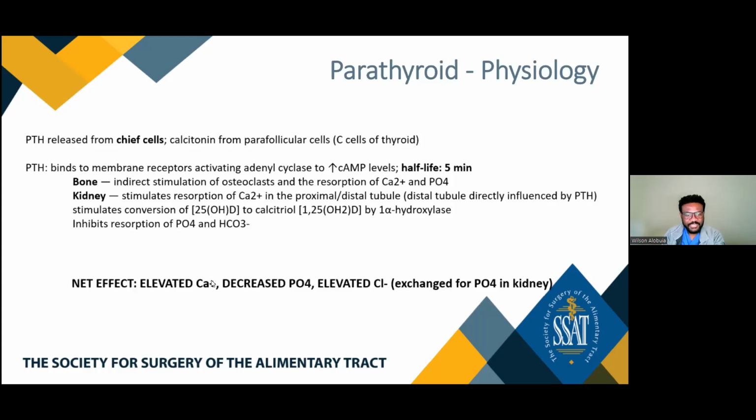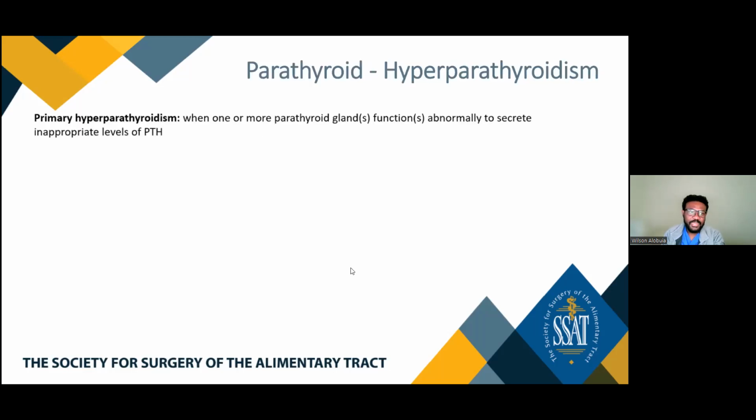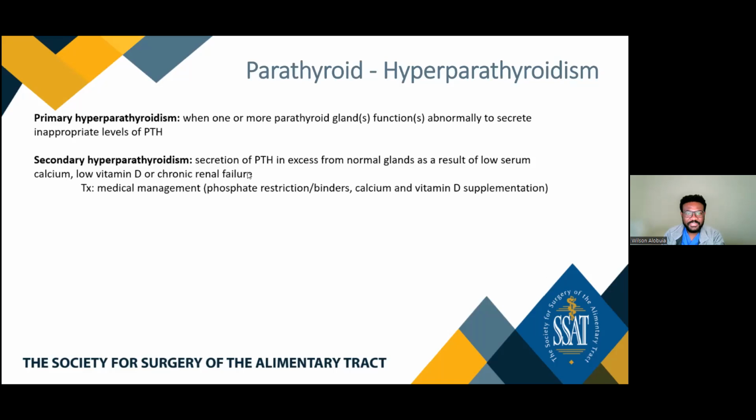And the net effect is elevated calcium, and again, phosphate trashing hormone, so low phosphates and elevated chloride, because that's how it's exchanged in the kidneys. And then talking about primary hyperparathyroidism. This is when you have one or more parathyroid glands that function abnormally to secrete inappropriate levels of PTH. So you have something that is intrinsic to the parathyroid. Secondary hyperparathyroidism, you have something outside of a parathyroid that's causing you to have symptoms of hyperparathyroidism.